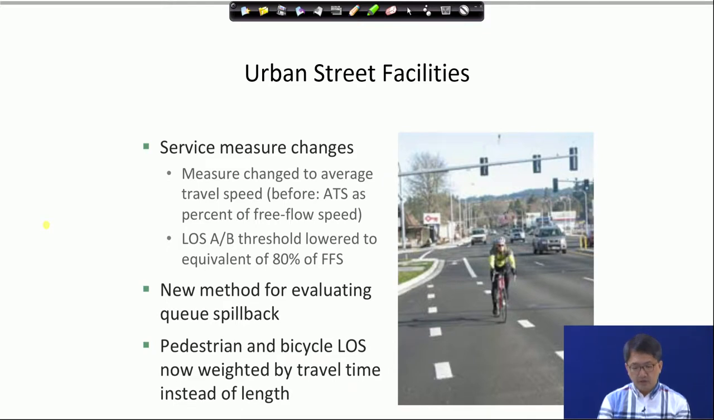So the service measures are changing as well. For a lot of the roadways, we use average travel speed. Instead of the percent of the free flow speed, we really recognize average speed. And then the thresholds for level of service A and B have changed as well. Again, why do we change these? I had the same questions as a student. This is merely consensus among the experts.